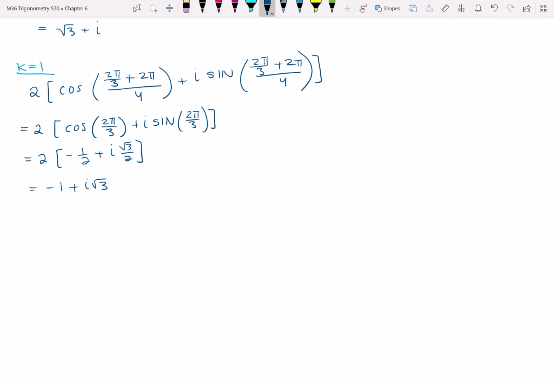We still have to do k equals 2 and then k equals 3, so it's a little bit of work here. So k is equal to 2. We have 2 times cosine of 2 pi over 3 plus 2 pi times 2, all over 4, plus I sine of 2 pi over 3 plus 2 pi times 2, which is just 4 pi here, all over 4.